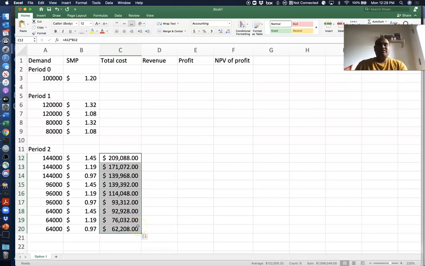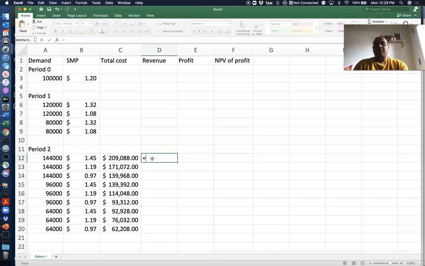So I'm going to copy that down. That's why I'm doing it in Excel. Otherwise, I'd have to manually calculate all of these things. So these are all the cost values just by multiplying demand with the spot market price. Why? Because we are getting everything from the spot market. That was option 1. Buy everything on the spot market.